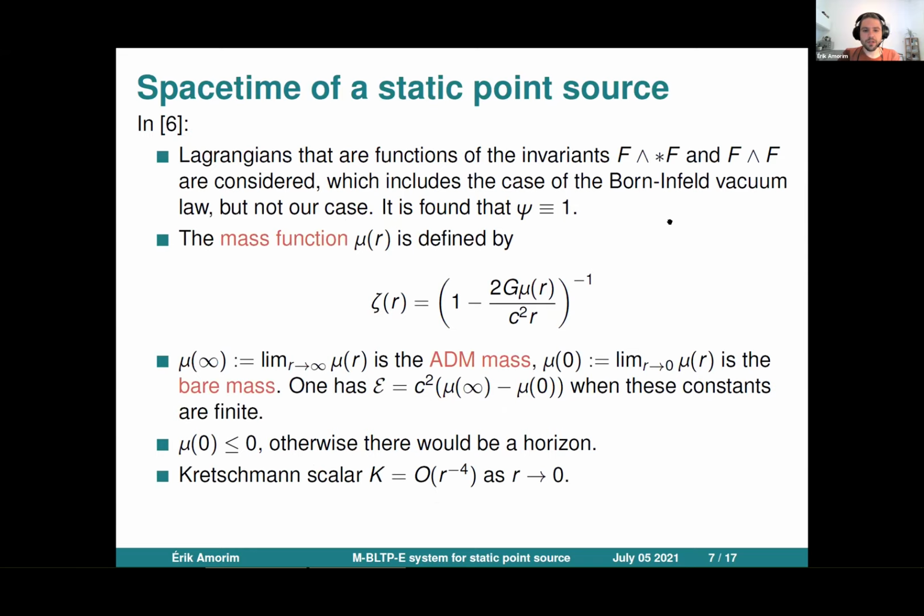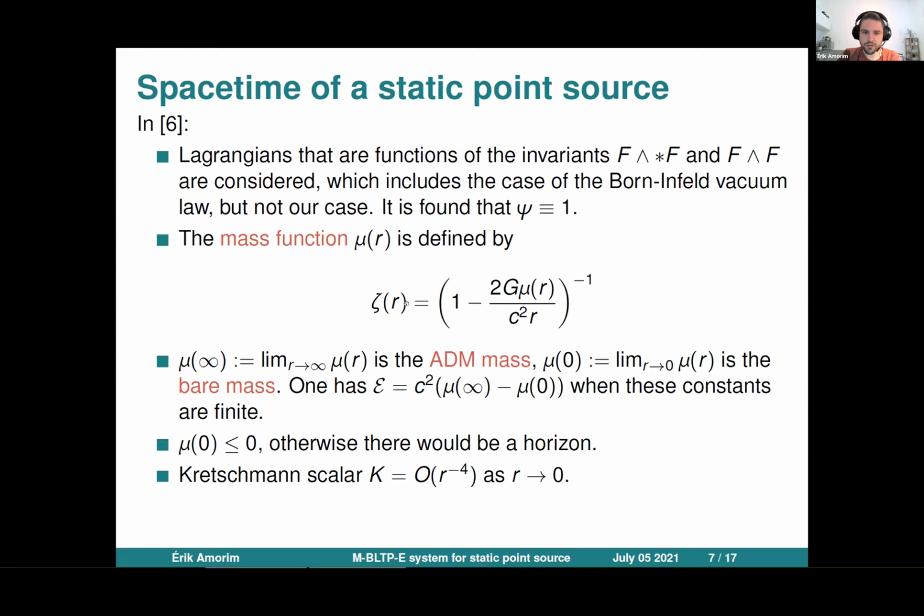But now I can probably skip most of this. Annegret mentioned a lot of this, work number 6 by Shadi. This was a study of alternative theories of electromagnetism, which unfortunately does not include the ones coming from BLTP, vacuum law. And in this study, all those spacetimes had the psi function equal to one. The product between the two first metric coefficients was one. And this is not going to be the case for us, but I think what's important to mention here is the mass function. Anytime you have a spherically symmetric spacetime like this, you can define this mu mass function by using the second metric coefficient.